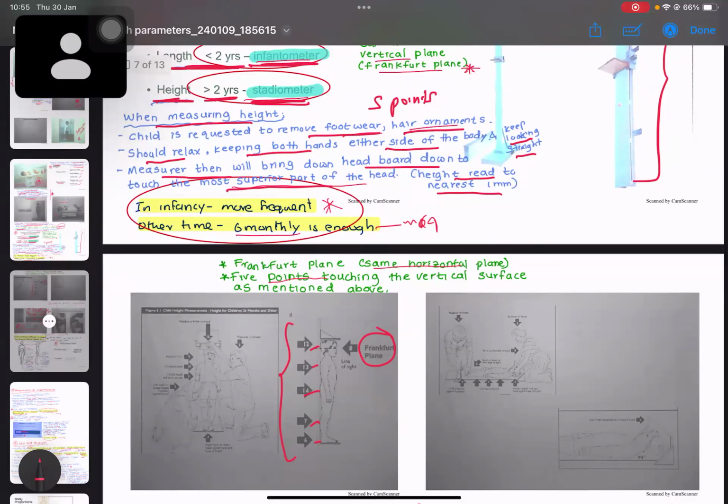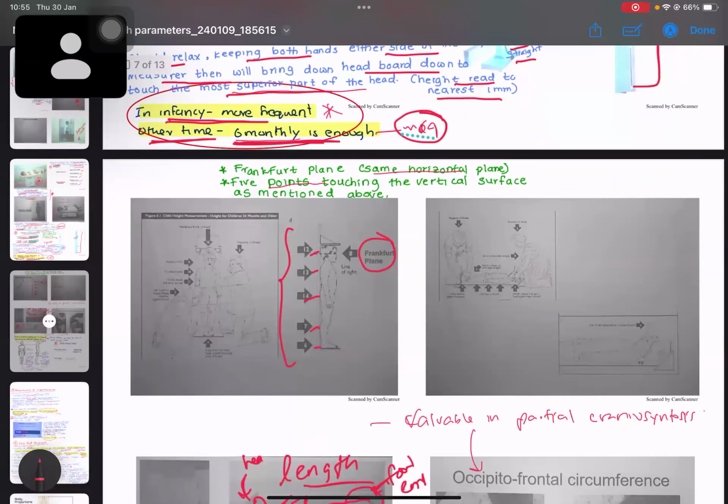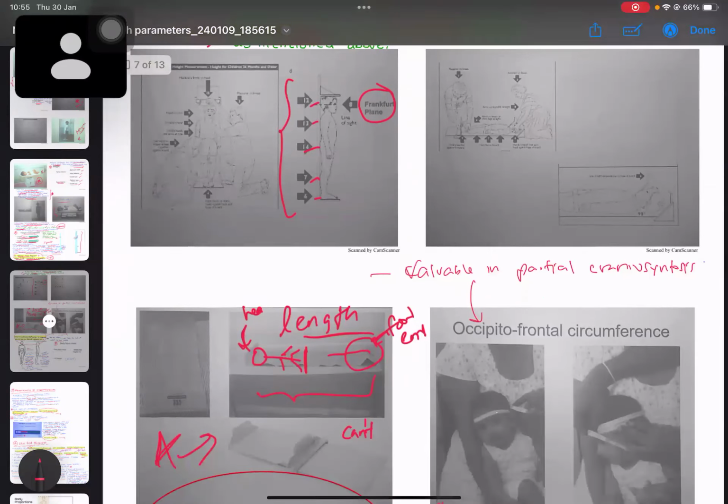In infancy, the height is checked more frequently. Afterwards, the height is checked once in 6 months. This is the MCQ point. The stem may appear like: height is checked once a month in a child. That's wrong. Height is checked once in 6 months. This is the Frankfurt plane, the same horizontal plane, which tells about the 5 points touching the vertical surface, as I mentioned before.